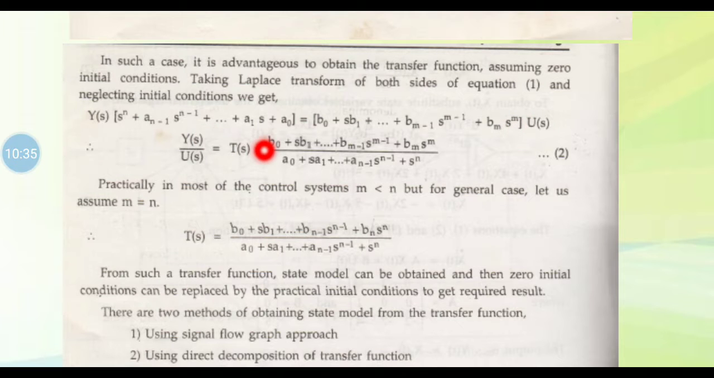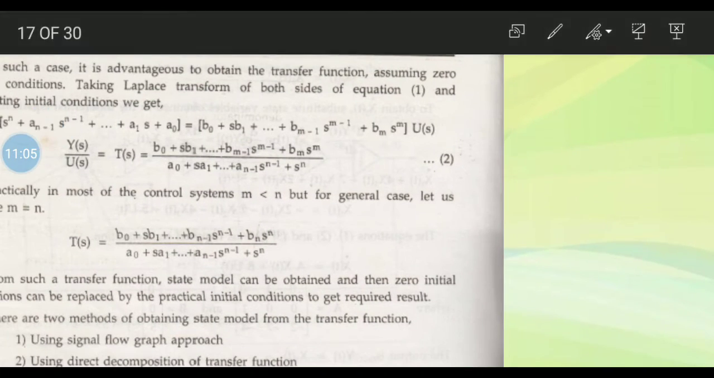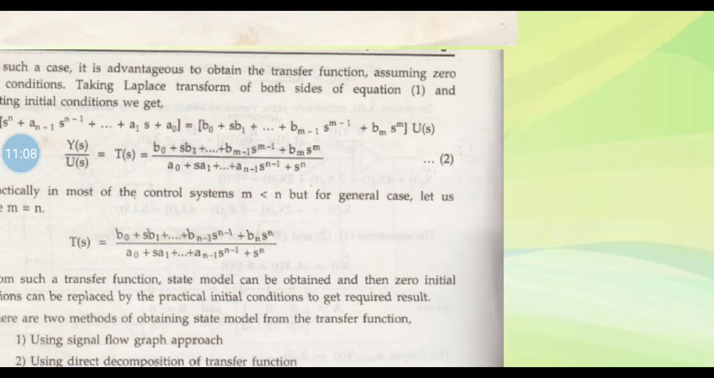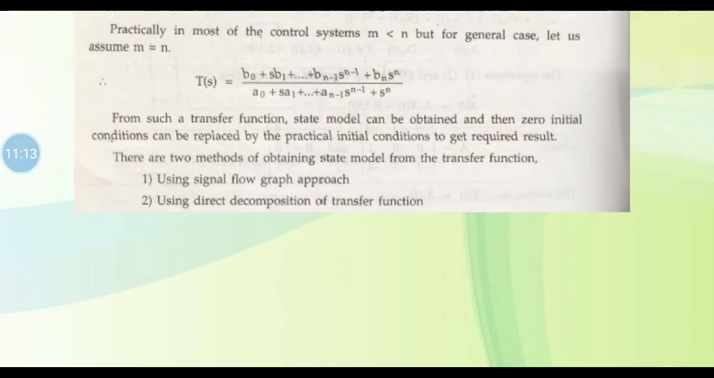Therefore y of s by u of s is T of s. So we can write it as b naught plus sb1 and so on plus bm minus 1 s raised to m minus 1 plus bm s raised to m, divided by a naught plus sa1 plus a n minus 1 s raised to n minus 1 plus s raised to n. This is taken as equation 2. But in most control systems, practically it is observed that m is less than n, but for the general case let us assume m is equal to n.